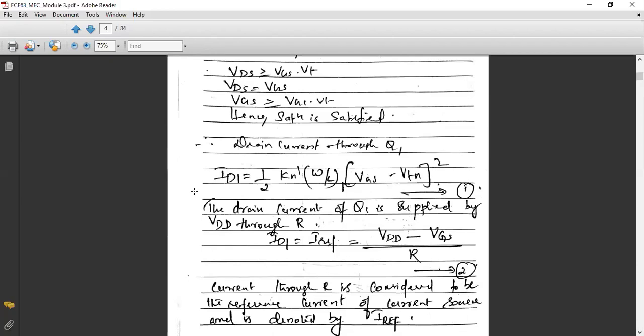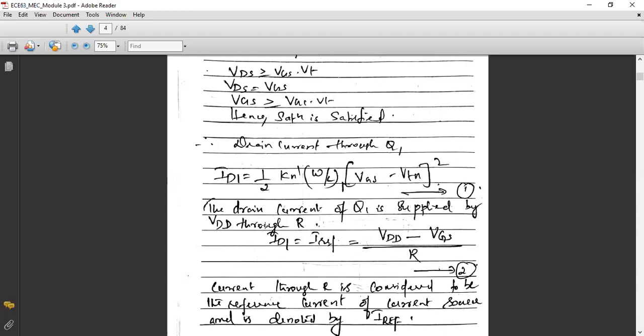Now, from the first module, we have already familiarized ourselves with this particular equation. What is that? It is the equation for drain current of a MOSFET that works in the saturation region. What is that equation? ID1. Why ID1? Because it is the drain current of Q1. ID1 is equal to half Kn dash W by L suffix 1, which is the aspect ratio of Q1, into VGS minus VTN the whole square. VTN is the threshold voltage. Why have I kept N here? Because this is an NMOS. So this is the overall drain current of Q1.